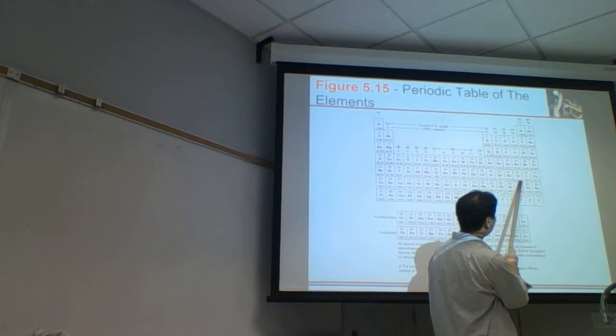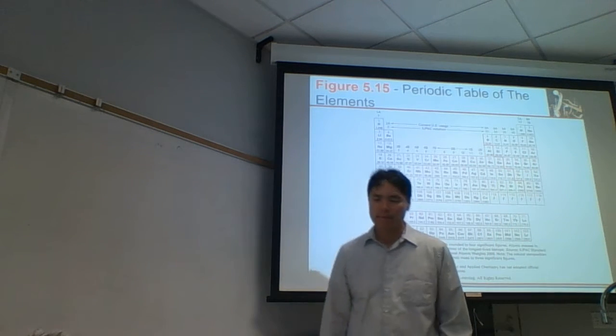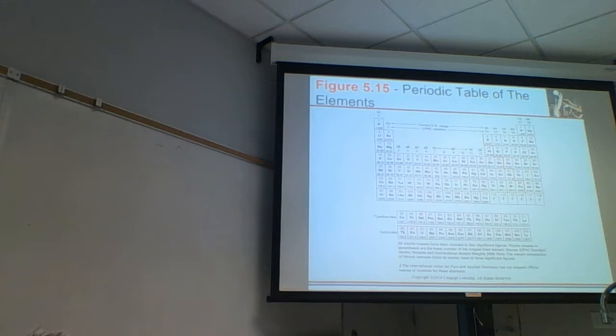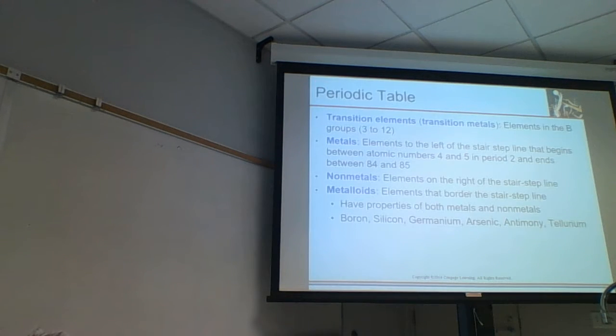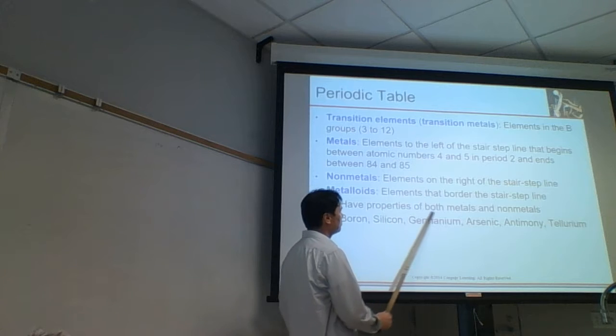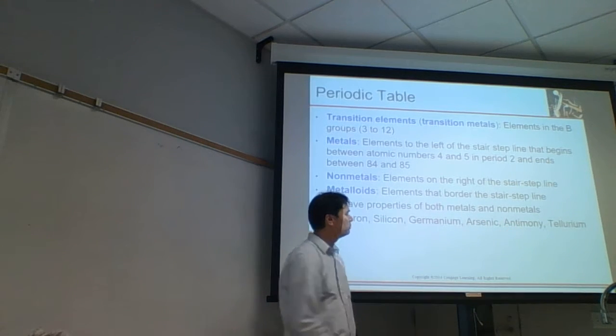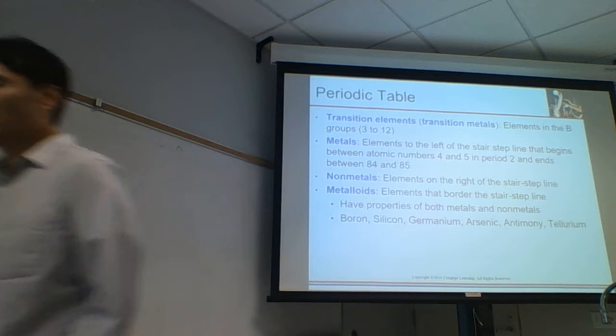But anyway, anything in this transition region is called a metalloid, or a semi-metal. That transition region. And so the metalloids are the elements that border the stair-step line. They have the properties of both metals and non-metals. Boron, silicon, germanium, arsenic, antimony, tellurium are a common metalloid.